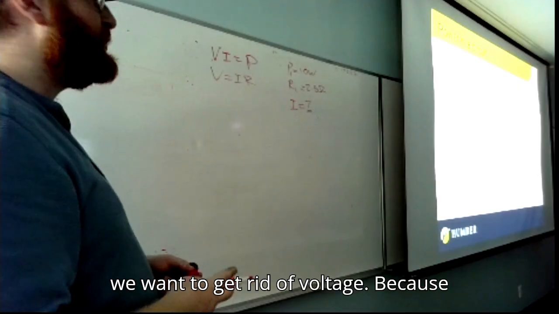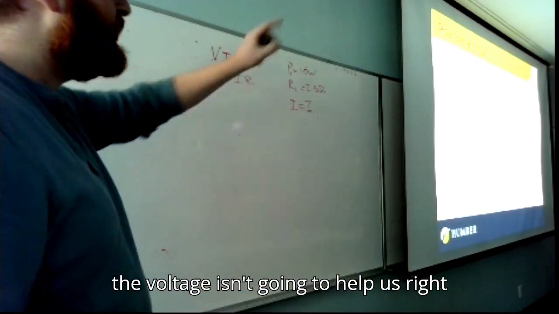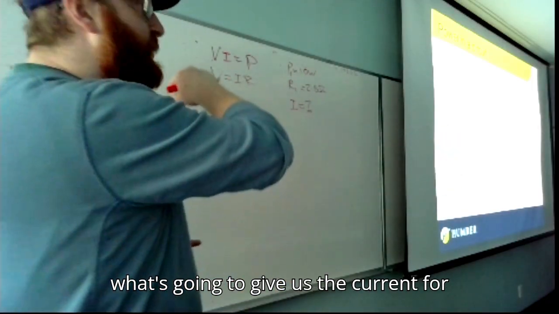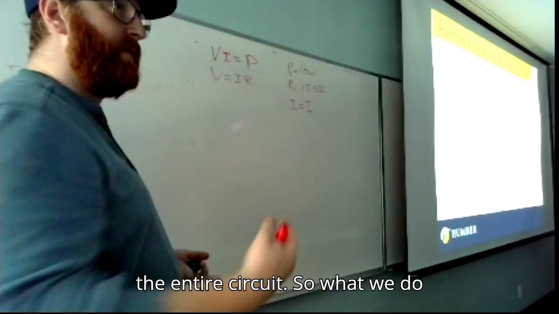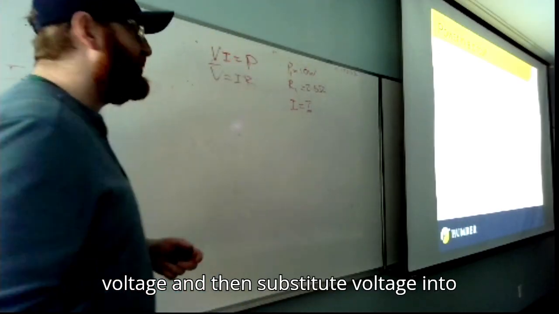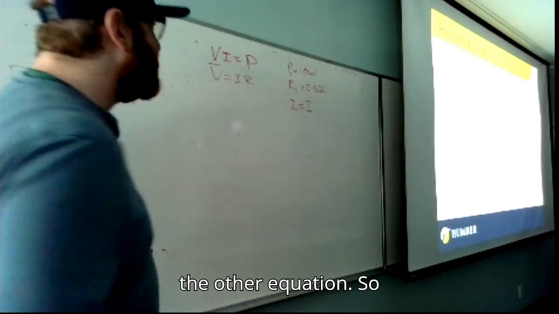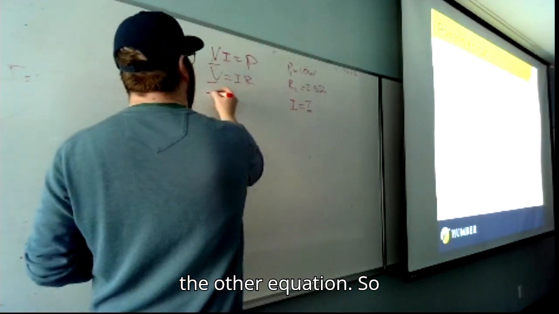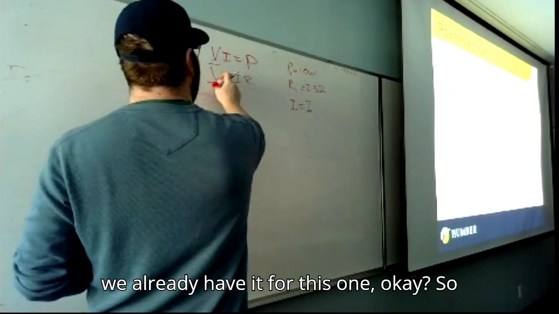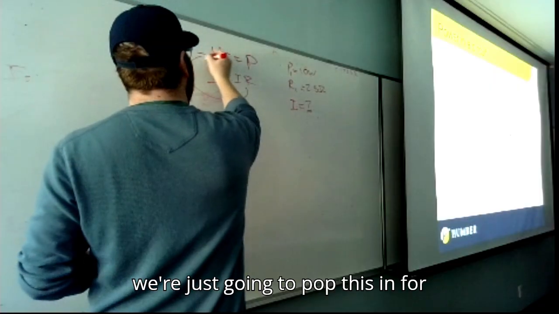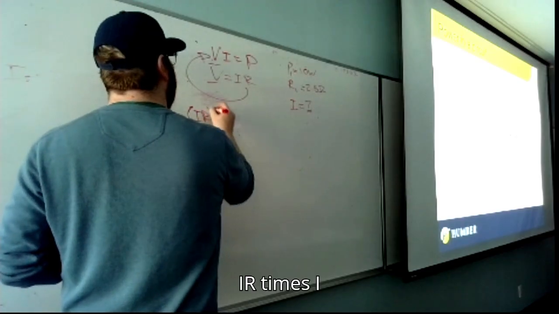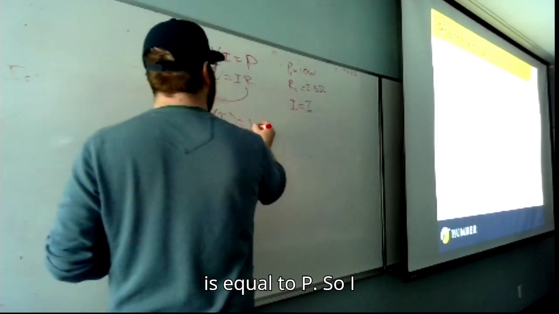So what we want to do is get rid of voltage, because the voltage isn't going to help us right now, funny enough, because we're looking for the current, because the current is what's going to give us the current for the entire circuit. So what we do is we say, okay, let's isolate voltage, and then substitute voltage into the other equation. So we're just gonna pop this in for voltage. So we're gonna have IR times I is equal to P.